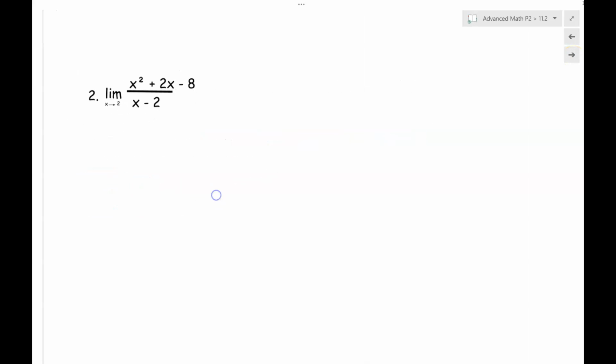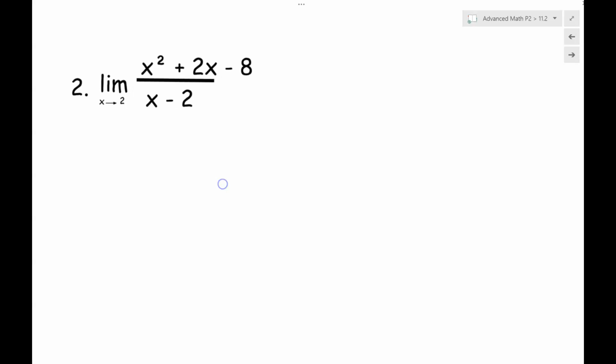All right. So here, again, what do I start off with? I kind of in my head, I plug in 2, I get a 0 on the bottom. We want to make sure we get a 0 on the top as well. So 2 squared plus 2 times 2. That's 2 squared is 4 plus 4 minus 8. That gives me 0 as well. So we get 0 over 0.